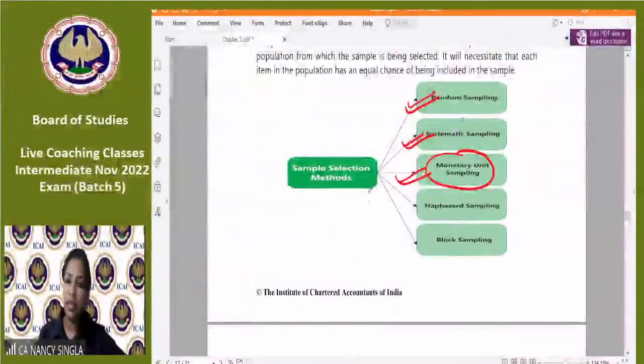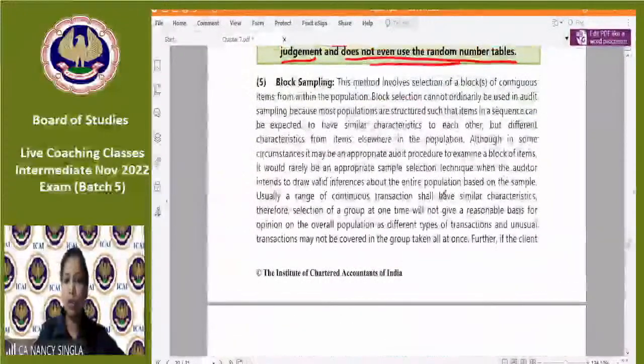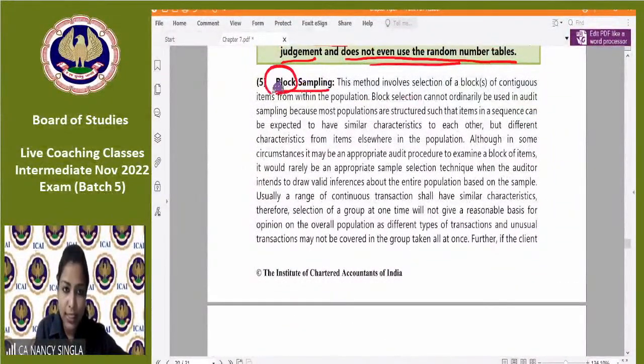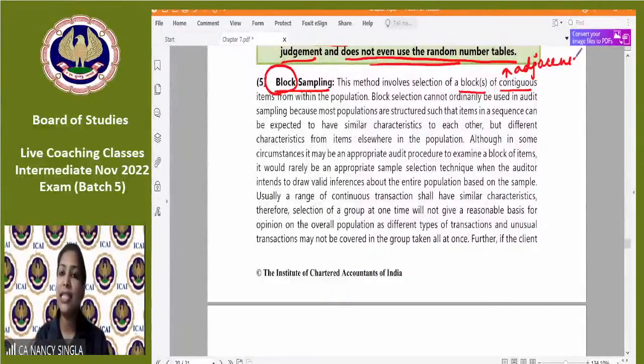Okay? So with this we have covered the fourth method. Now the next is block sampling. Very simple. Block sampling, as the name suggests, the auditor will be selecting blocks of contiguous, that is adjacent, continuous items. For example, he may say, I'm checking the sales invoices, so I'll pick up all sales invoices for the month of January, and all sales invoices for the month of October. So he has taken a block, the January block and the October block, and he's checking all those invoices.